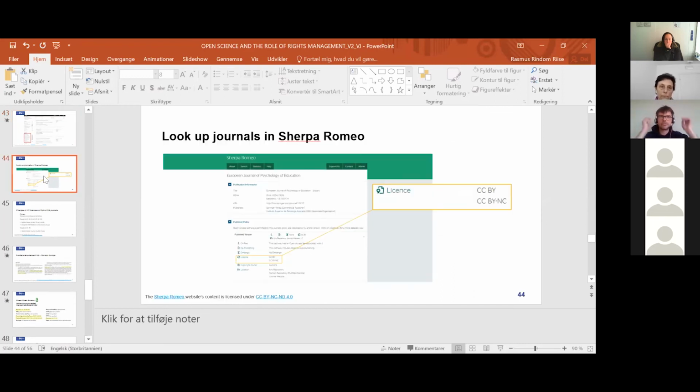And Sherpa Romeo, as mentioned earlier, is also a great tool to look up which licenses the publishers use. Here's just an example. It says here it uses two different licenses, CC BY NC.